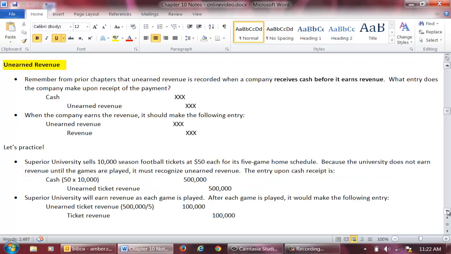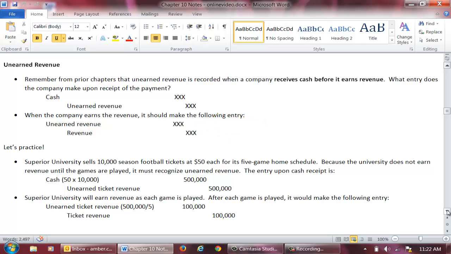Now let's talk about unearned revenue. We have learned that unearned revenue is recorded when a company receives cash before it earns revenue. When the company receives the payment, it would debit cash and credit unearned revenue. When the company subsequently earns the revenue, it would debit unearned revenue to remove the liability from the books, and it would credit the applicable revenue account to recognize the revenue earned.